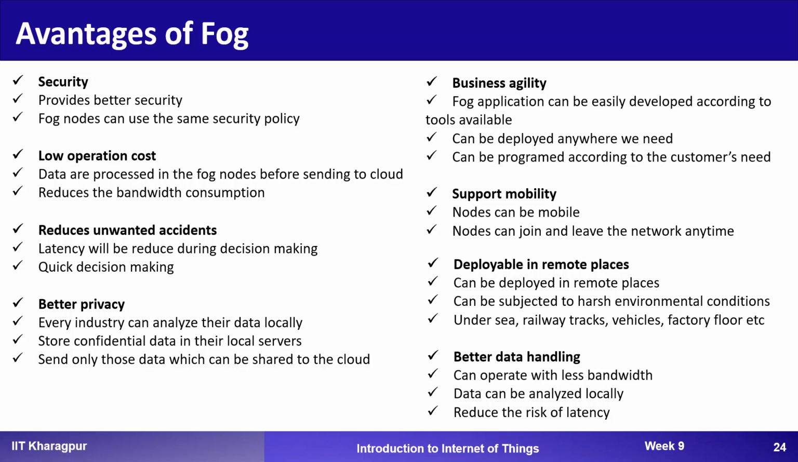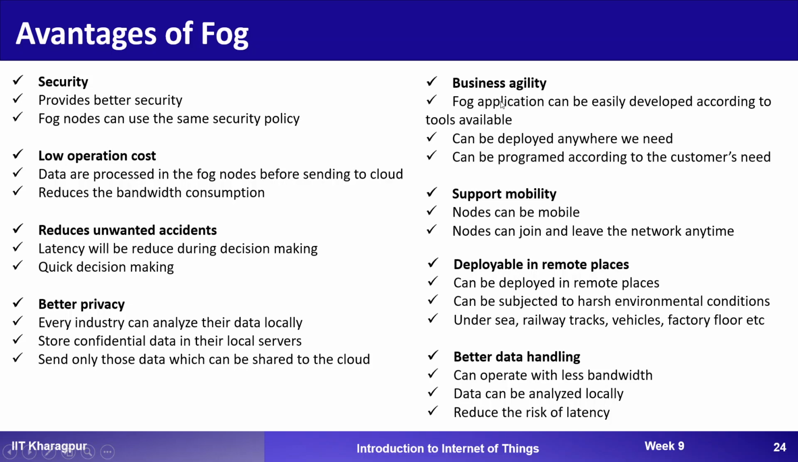The third one is reduced unwanted accidents. Since the data is processed and analyzed near to the end devices, there is less latency in order to make the decision, which is responsible for quick decision making and results in fewer unwanted accidents. Next one is better privacy. Every industry can analyze their data locally with the help of fog computing. They can store their confidential data on the local server rather than sending it to the global server or centralized server. Then they send only the data which can be shared to the cloud, not the complete data.